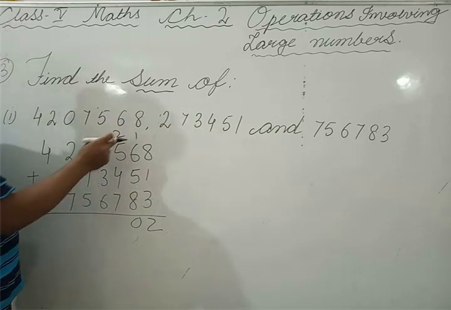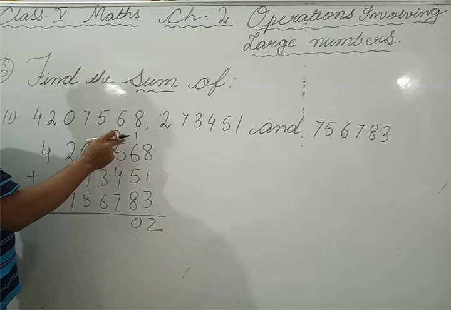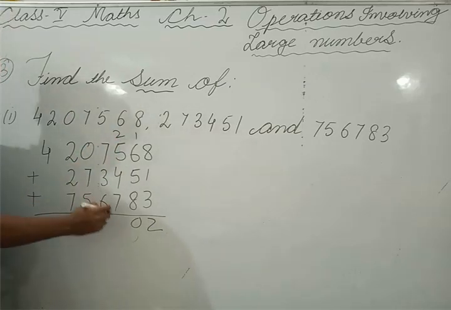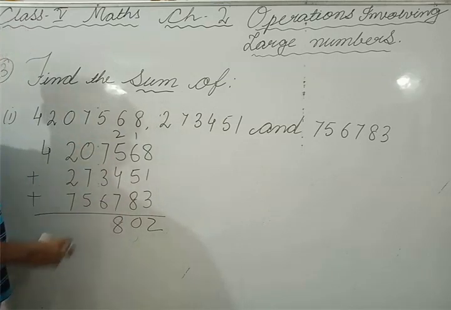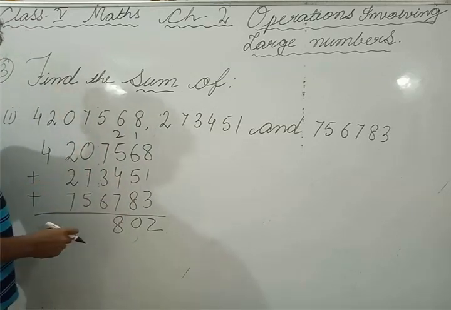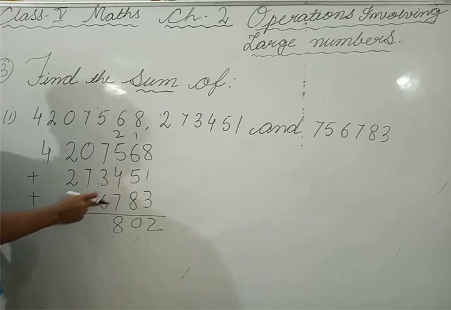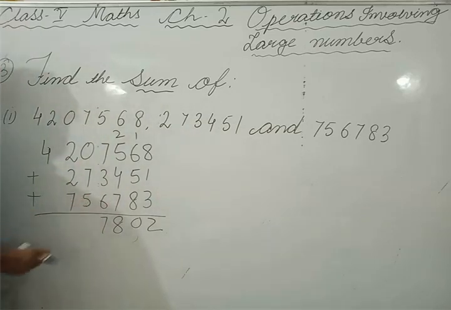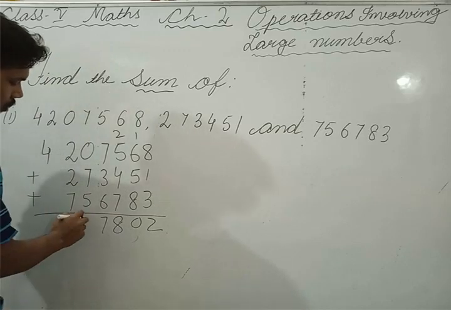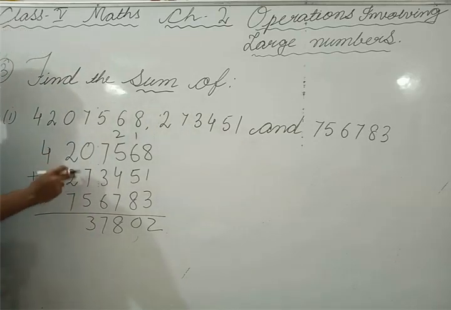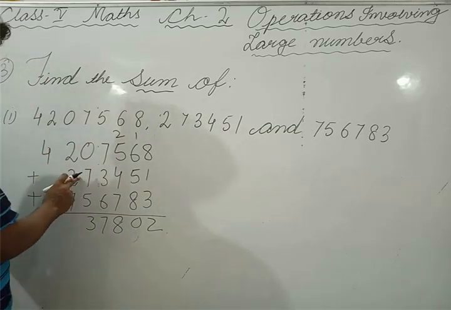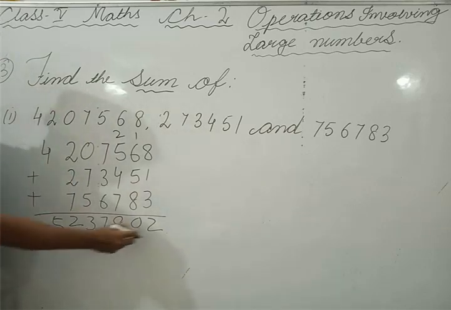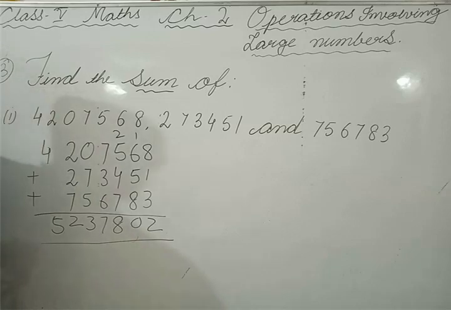So 7 plus 2 is 9. 9 plus 5 is 14. 14 plus 4 is 18. So 8, 1 carry. 8 plus 3 is 11. 11 plus 6 is 17. So 7, 1 carry. 8 plus 5 is 13. So 3, 1 carry. So 8 to 10, 12, 2, 1 carry, 5. So this is how the answer will be, this much.